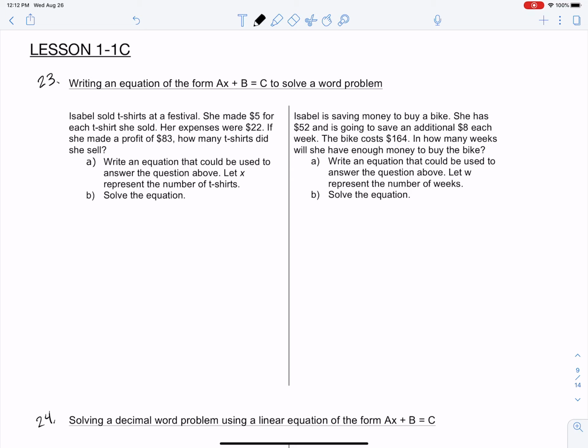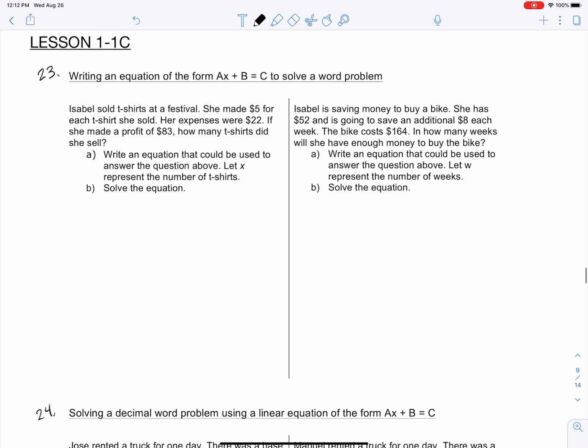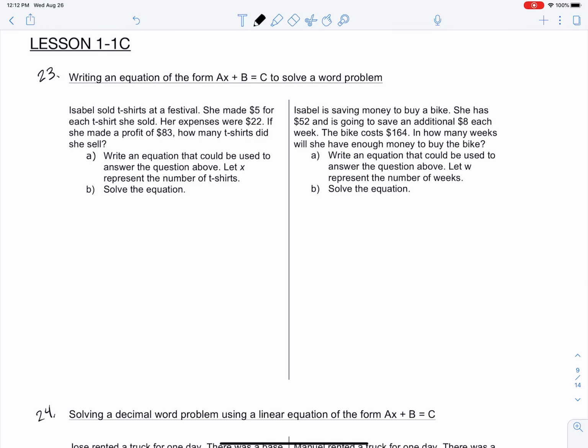We'll be starting with question number 23. You can label it which number you want. If you want to start out number 1, you can. But this one says, writing an equation of the form ax plus b equals c to solve a word problem. Meaning we want to take these variables and exchange them for numbers, a numerical term.